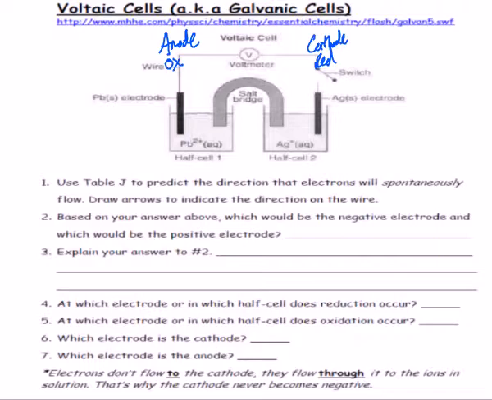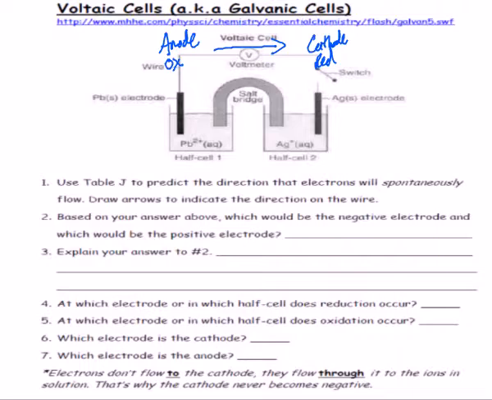So question 1 asks us, which direction will it spontaneously flow? Which way is it going to go? Is it going to go to the right or to the left? To the right. It's going to go this way, guys. It's going to flow to the right. Now, through the wire, it's not going to go through the solutions. It would flow this way. It's going to flow from the left to the right, going through the wires. Okay?